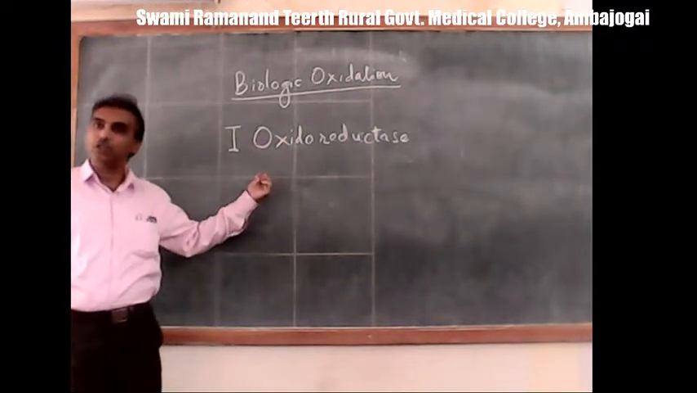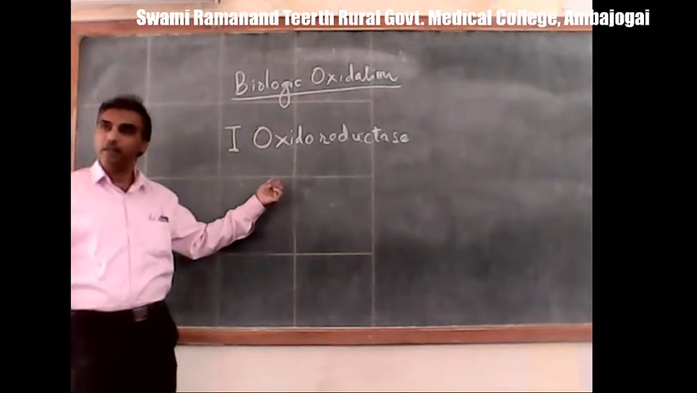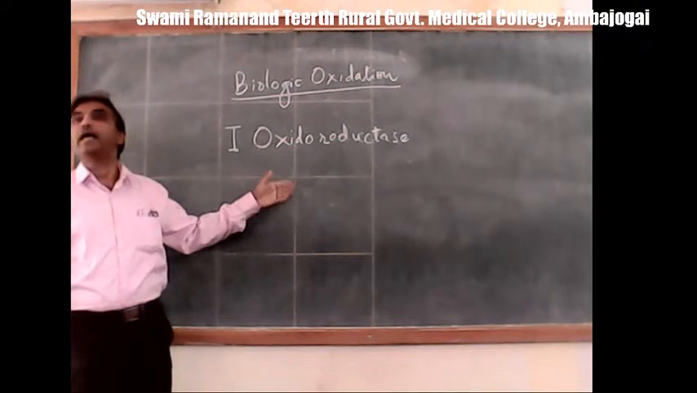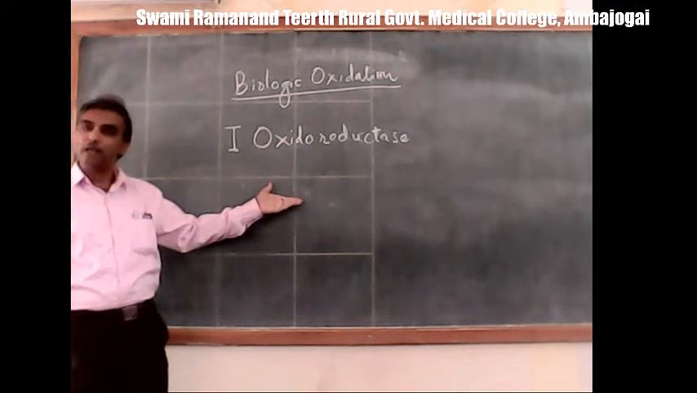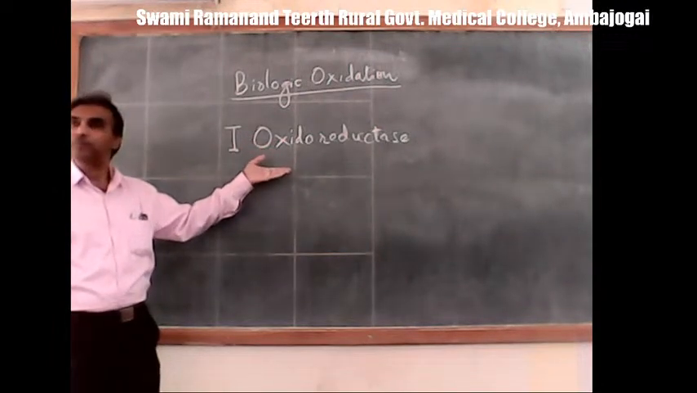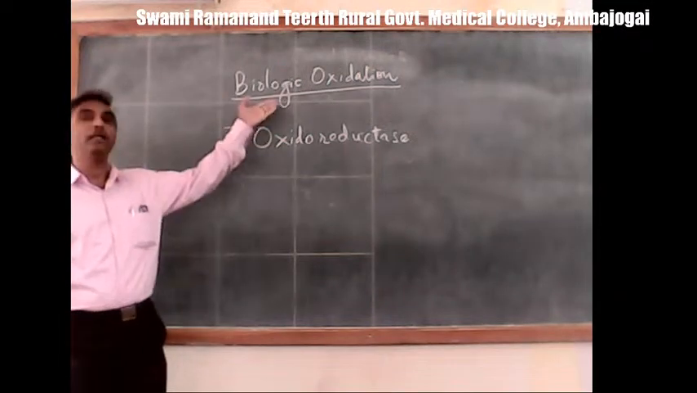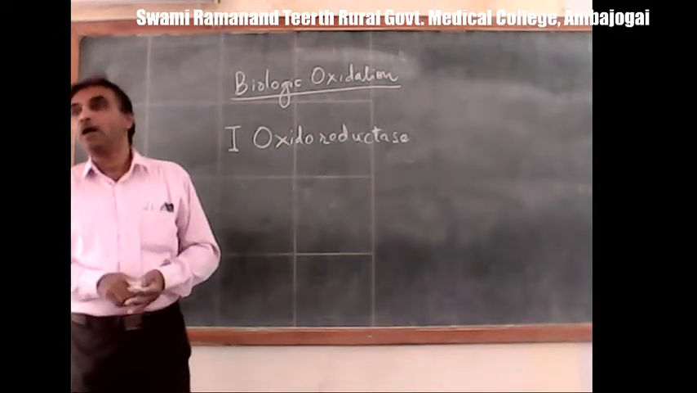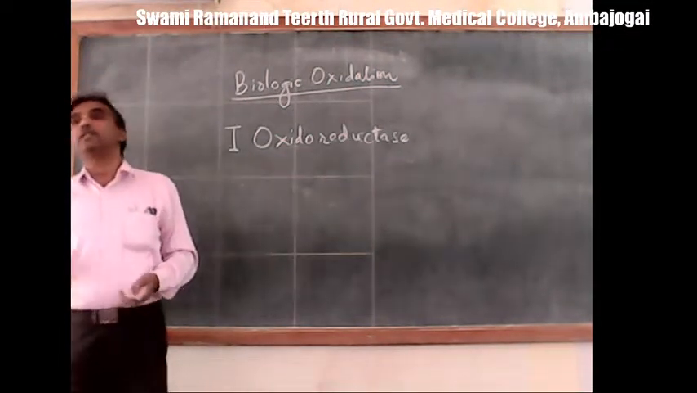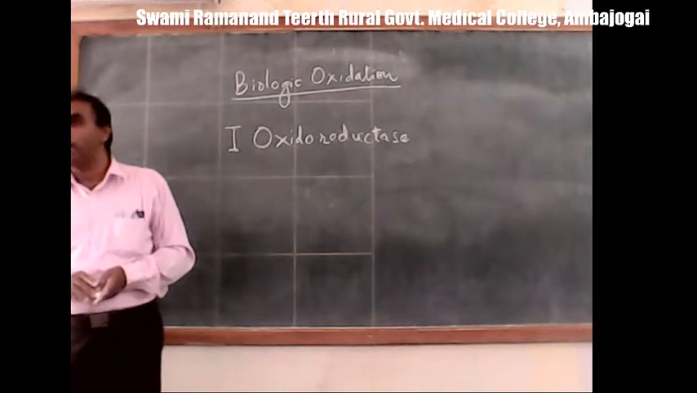This is given class 1. This is the 6th class and 7th is an upcoming class. So these are the enzymes, class 1 enzyme oxidoreductase. They are involved in biologic oxidation. Now what is the role of biological oxidation? We know that it is required for energy.